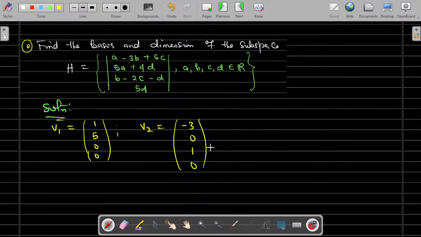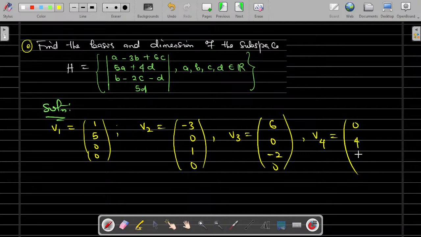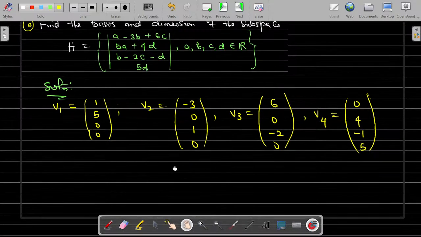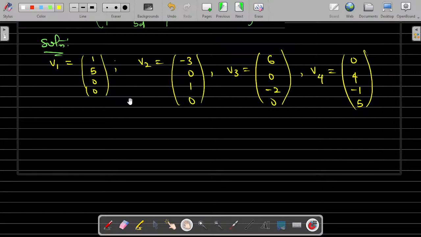And then V3 we call 6, 0, minus 2, 0. And finally V4 is equal to the coefficients of d: 0, 4, minus 1, and 5. All right. And then we are asked to get the basis and dimension for that subspace, meaning the basis and dimension for the set containing these vectors.